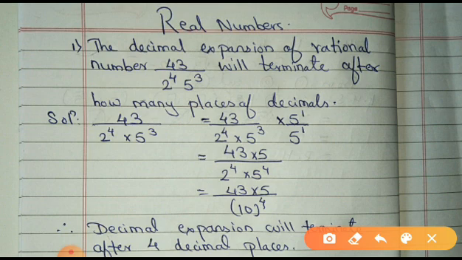Denominator you write as (2 into 5) raised to 4, that is the same as 10 raised to 4. So we have made the denominator a power of 10. And hence we can say the decimal expansion will terminate after 4 decimal places. Hope this question is clear.